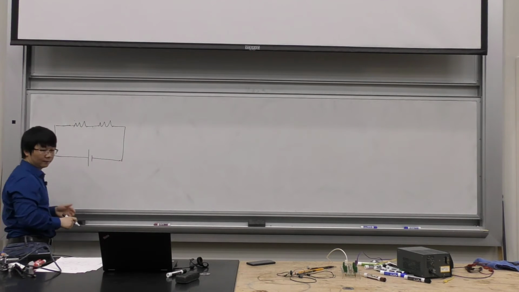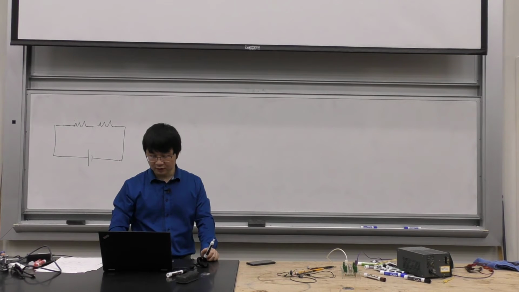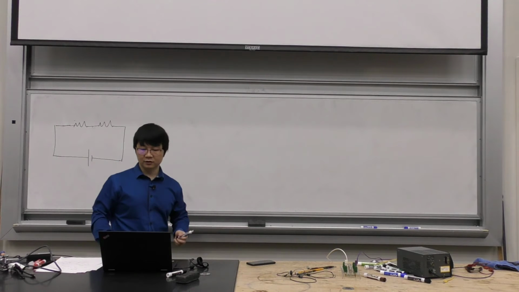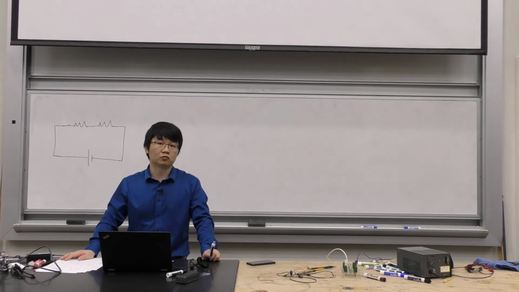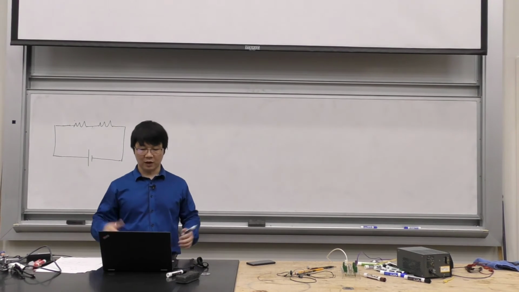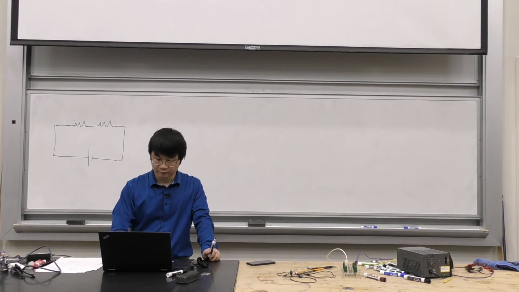So again, you can see that because there's only one path, if one of these resistors fails, then there's no closed circuit anymore, right? So in this case, the whole circuit is going to fail. So everything is going to stop working, okay? So that's a series circuit.